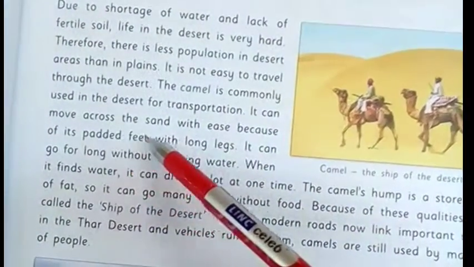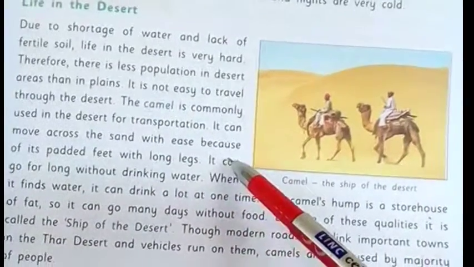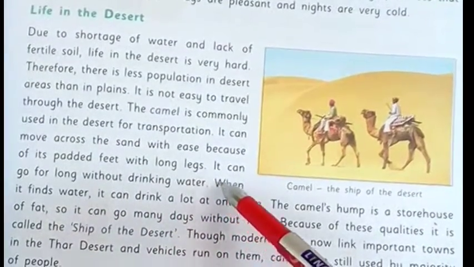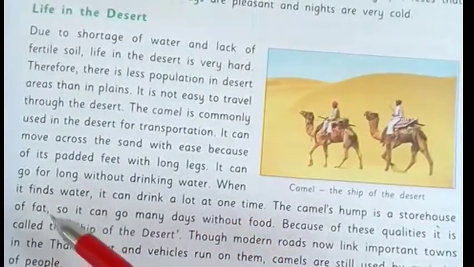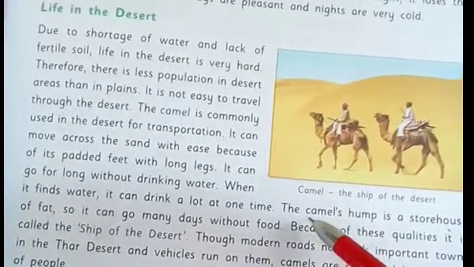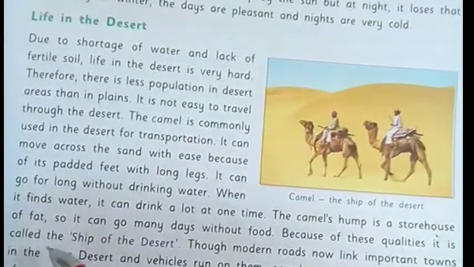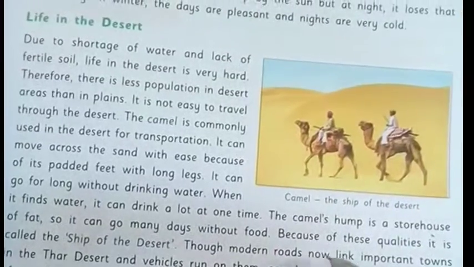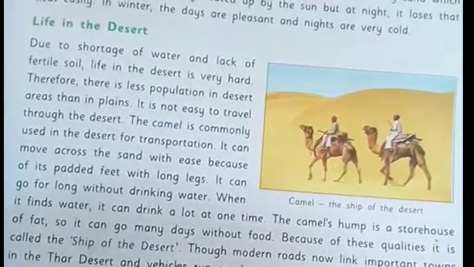It can move easily across the sand because of its padded feet and long legs. It can go for long without drinking water. When it finds water, it can drink a lot at one time. The camel's hump is a storehouse of fat, so it can go many days without food. Because of these qualities, it is called the ship of the desert.